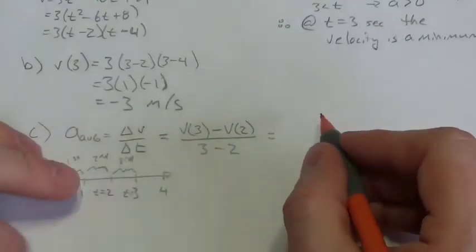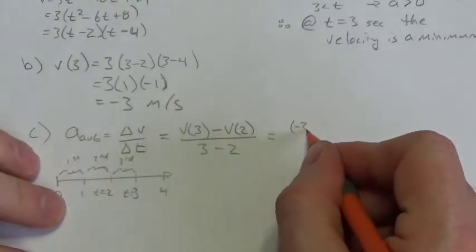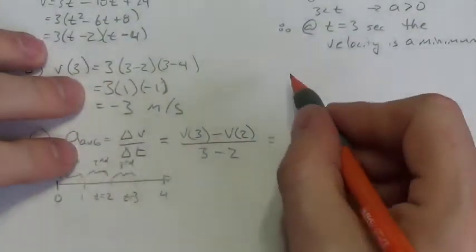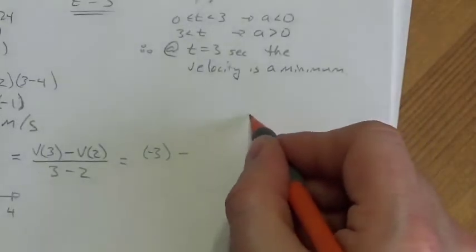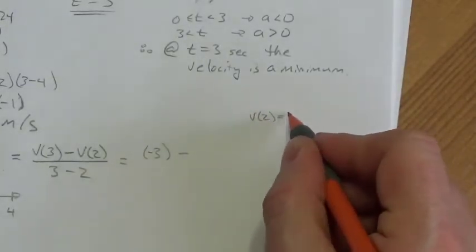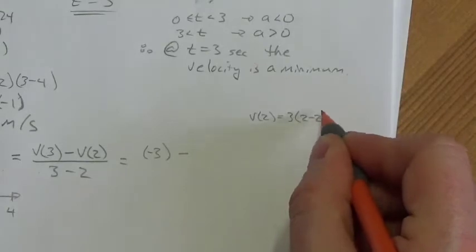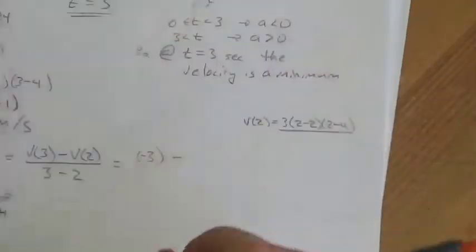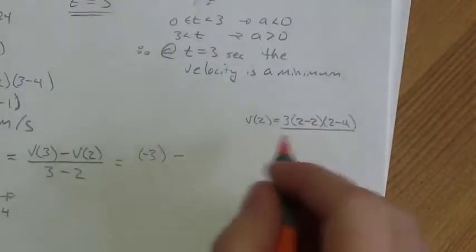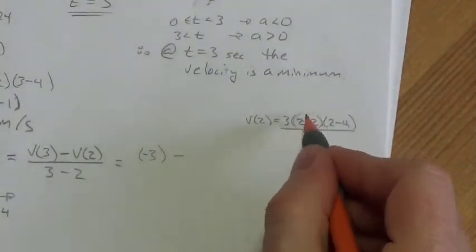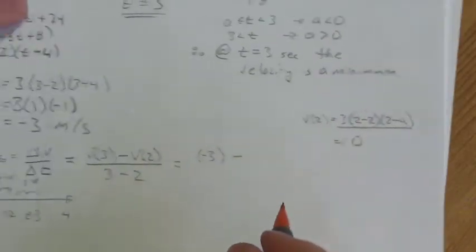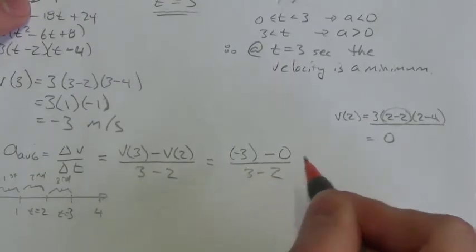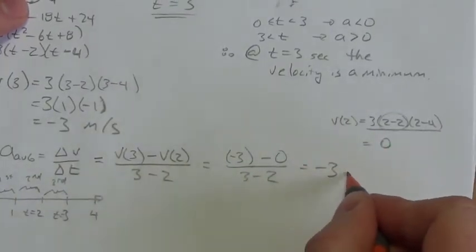Velocity at 3 seconds, I already figured out was going to be -3, minus, let's go back up here. Actually maybe I'll come over here. The velocity at 2 seconds is going to be 3 times 2 minus 2, 2 minus 4. Well, because of this term right here, I know that that is actually going to equal 0. So this is going to be -3 minus 0, over 3 minus 2. So the answer here is going to be -3 meters per second.